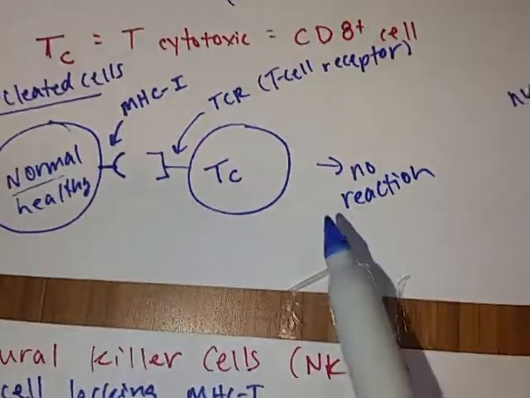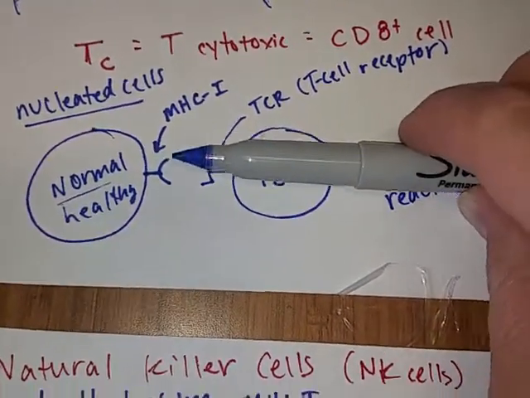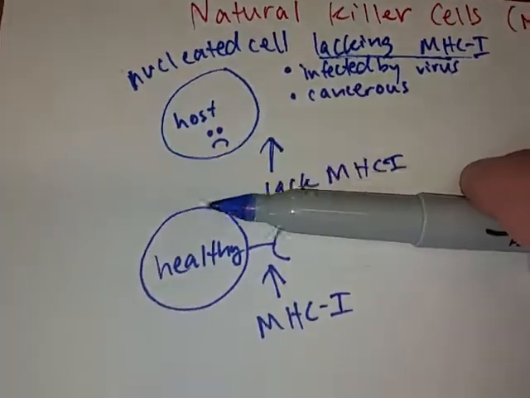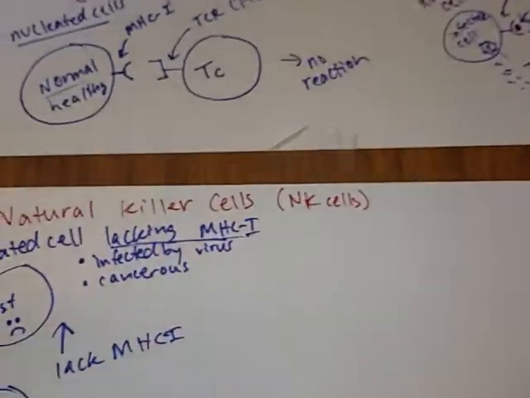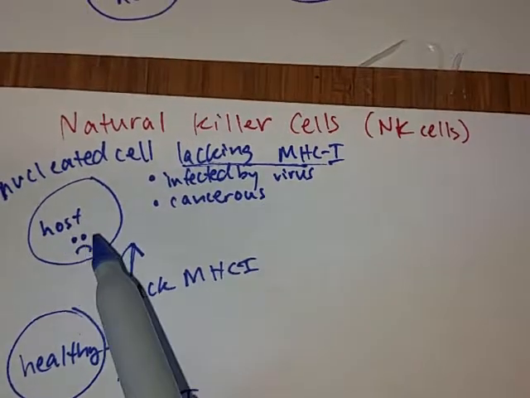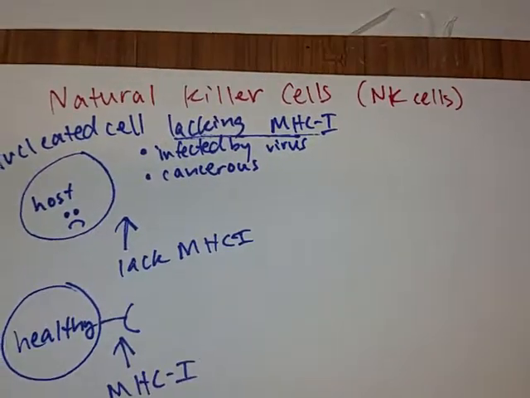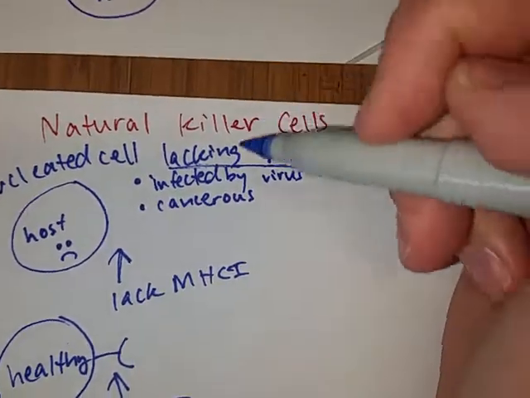So that's not going to do any good if we have a T cytotoxic cell, right? It'll go around like, oh, MHC1, sweet. Then it'll come to this one and it's like, nothing here, move on to the next one. So we need an immune cell that's going to be able to recognize that this host cell should have an MHC1 but doesn't. So that's where the natural killer cells come in.